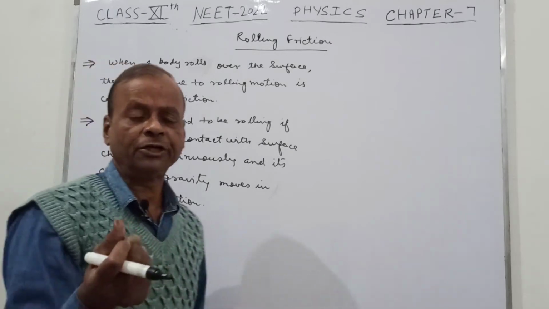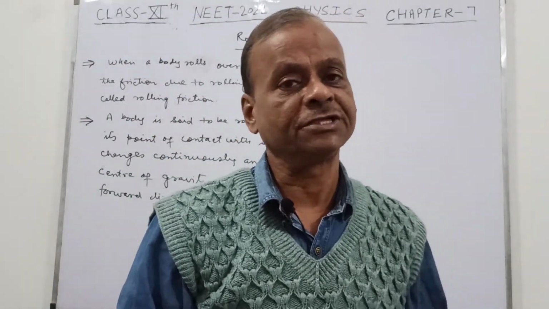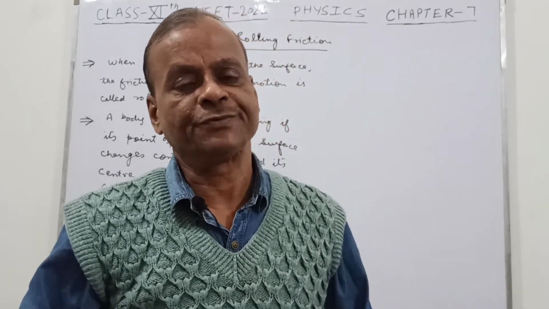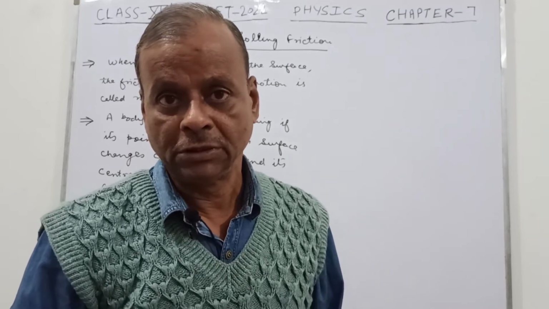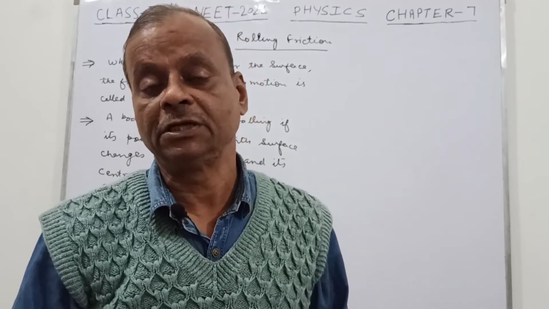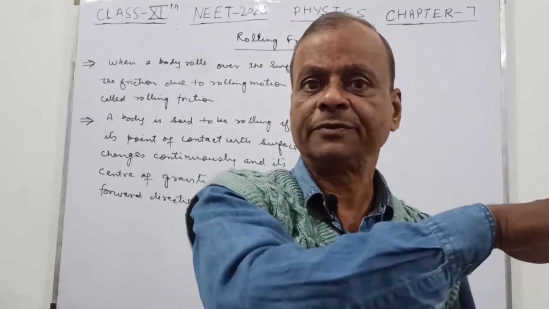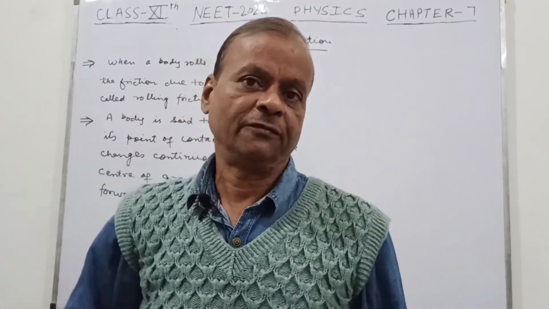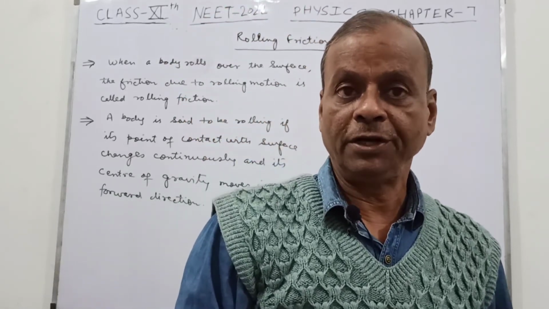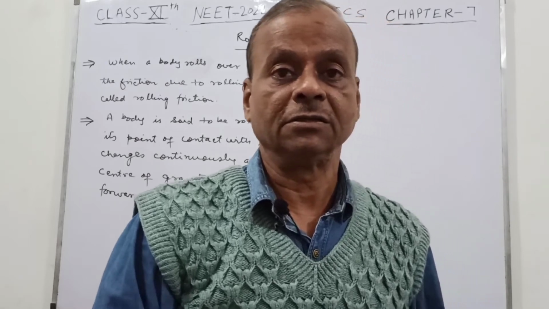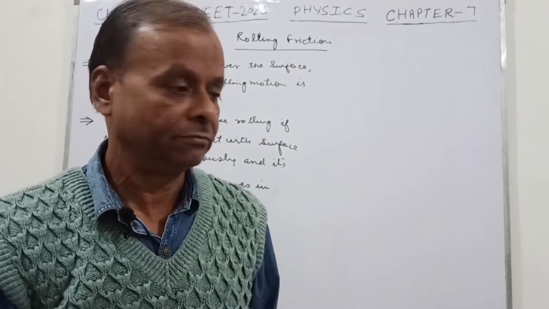जब कोई बॉडी रोल करती है तो उसका पॉइंट ऑफ कांटेक्ट सरफेस के साथ हमेशा चेंज होता रहता है. Just we have seen the wheels moving on the floor and moving on the road, then the point of contact of the wheel with the earth or the ground always changes, but the center of gravity always moves in the forward direction. So in rolling, there is the motion of the center of gravity in the forward direction.